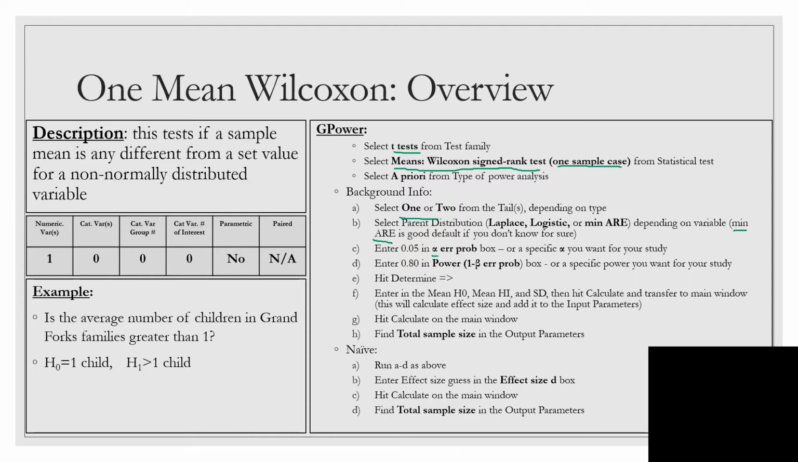You can enter your alpha and power. Then if you have background information, you can hit determine. And once again, add your means and standard deviations to calculate effect size and then get total sample size. Naive, as usual, you do A through D, but then just guess your effect size.